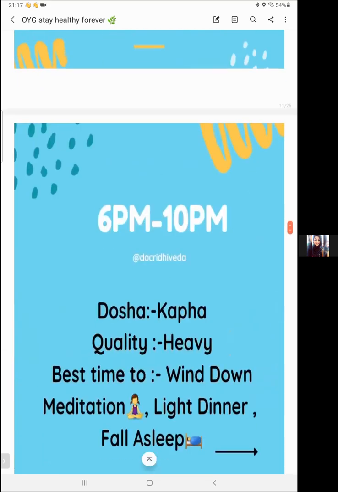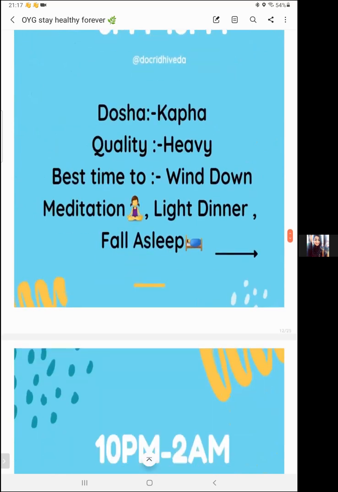Then 6 p.m. to 10 p.m. is the time of Kapha dosha. Kapha is heavy in nature, so after 6 p.m., it is the best time to slowly wind down and have a light meal at the end of the day and do some meditation, and then you can fall asleep.